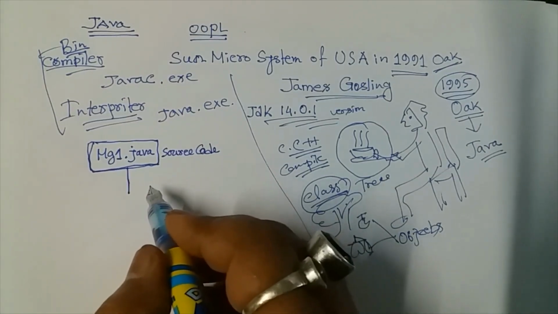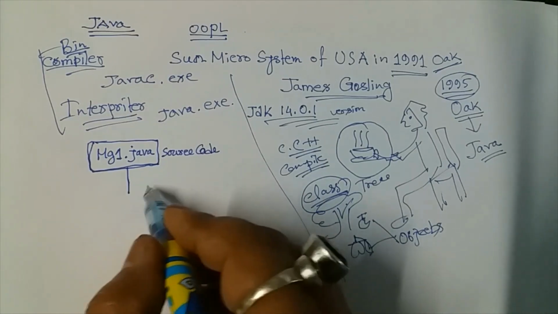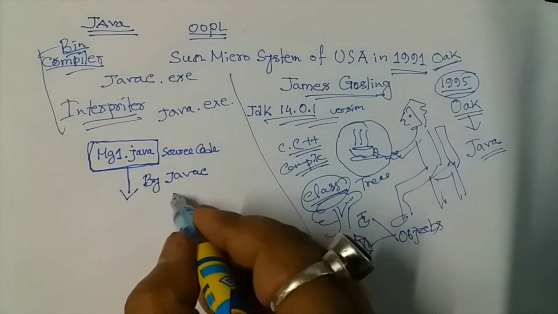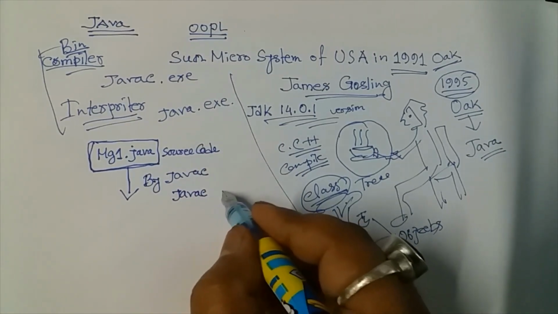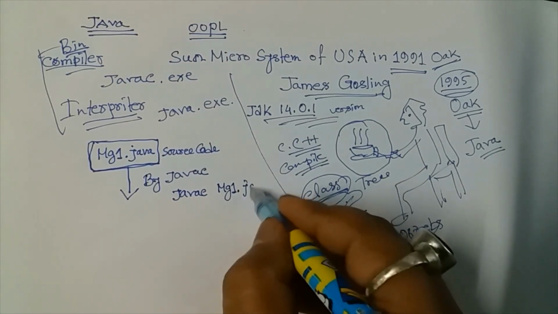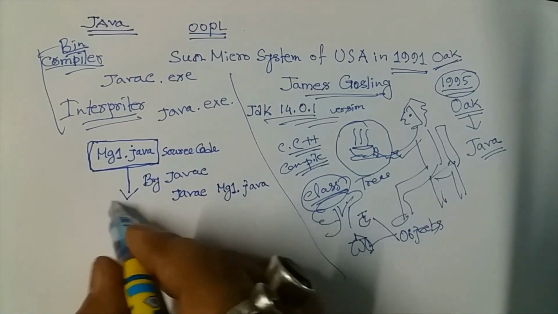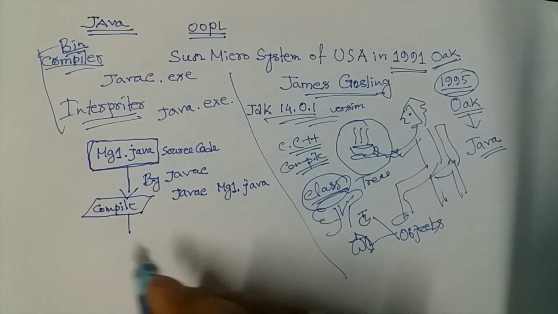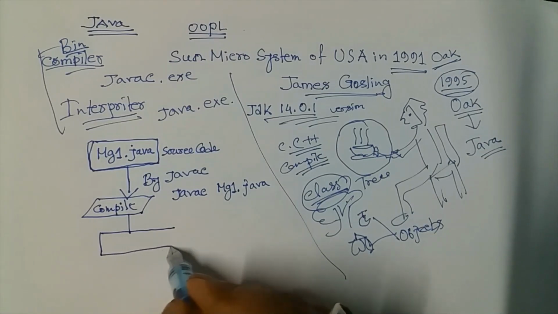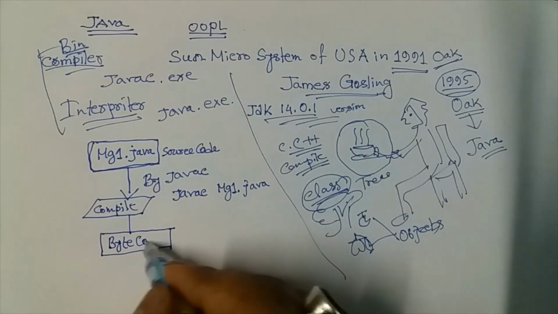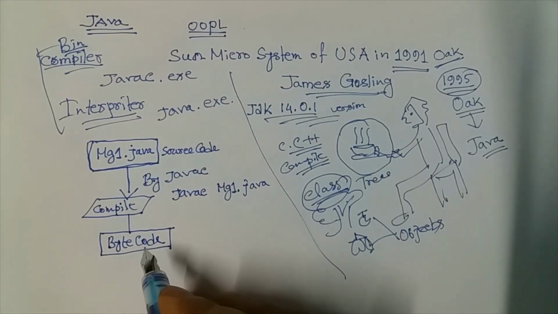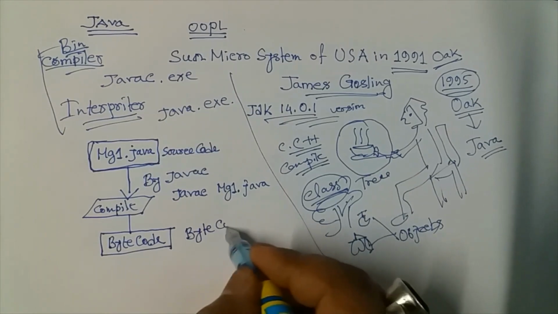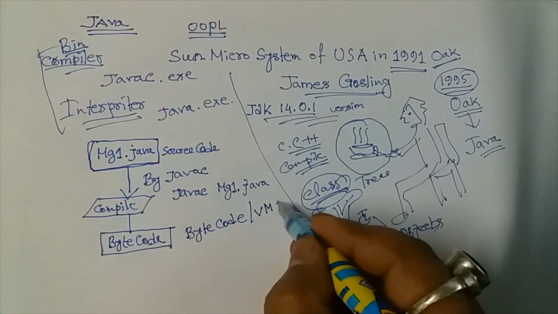Next, we compile it by javac. We use javac space mg1.java. So here we compile. After compile, it becomes bytecode. Some people also know it as virtual machine code. We use here bytecode, or sometimes virtual machine code.